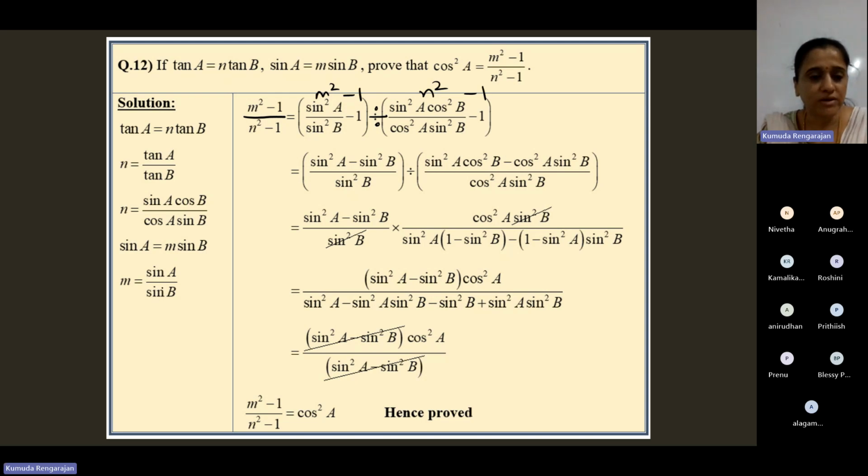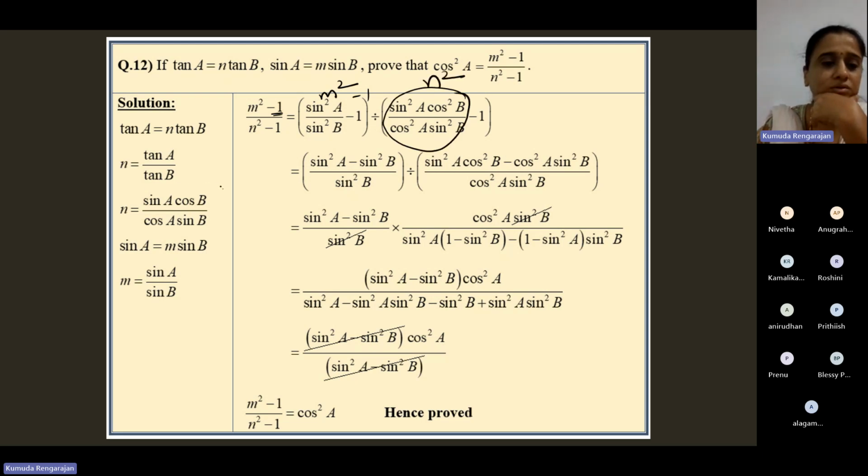So what is m? M square will be sine square A by sine square B, minus 1. Divided by n square, this one. So sine square A cos square B by cos square A sine square B, minus 1. This is m square. We know m. This is m square minus 1. This minus 1 divided by this full thing is n square. This one is n square.